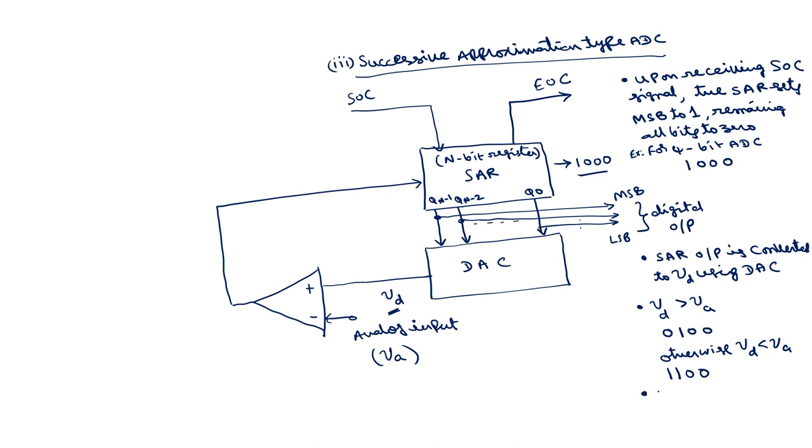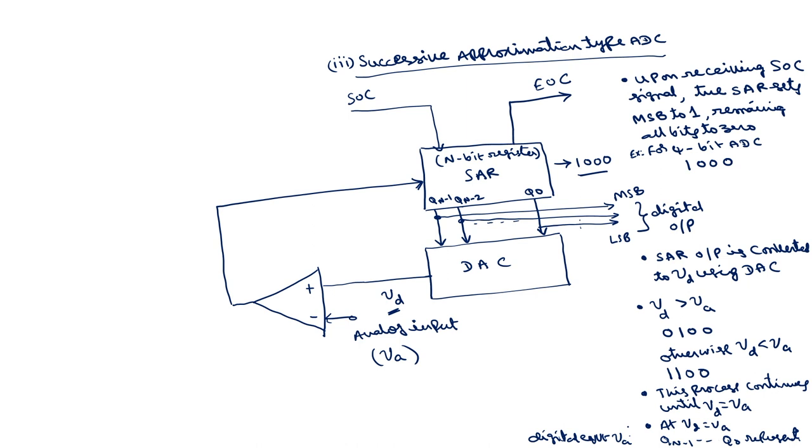So this process continues until VD is equal to VA. Once VD is equal to VA, whatever the output of the SAR is will be the digital equivalent of the analog input. This Q(N-1), and so on up to Q0, represents the digital equivalent of the analog signal VA. This is the operation.